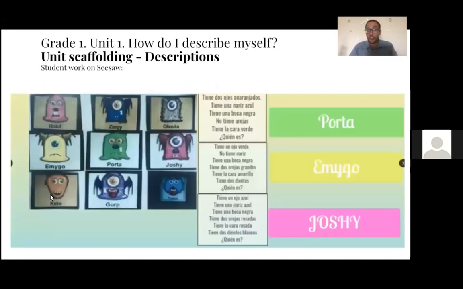Then you can see another activity we did here. This is a Guess Who game we played that was building up knowledge for the final assessment, the Guess Who in the Zoom with the descriptions. So here we were describing different monsters and they had to find who was who based on the written description.